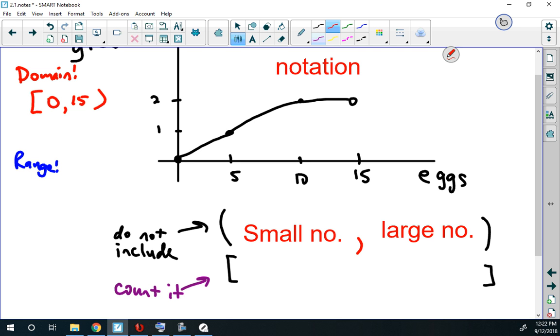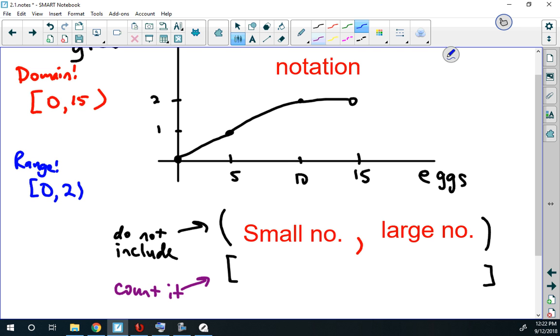So then the range. What's the small number for the range? 0. And the big number? Looks like 2. Again, bracket because we count the 0, parenthesis because, if I put 2 ounces of grease on my pan, it's going to explode.